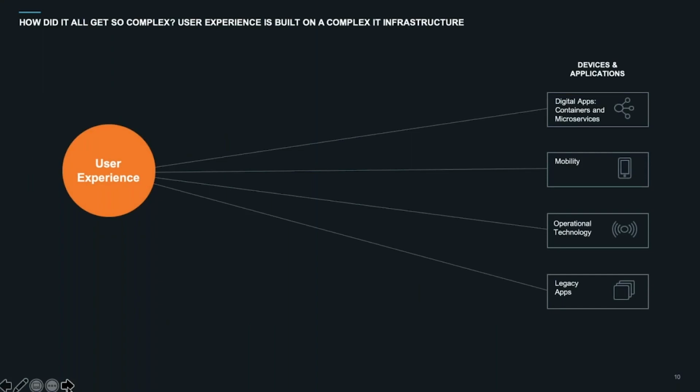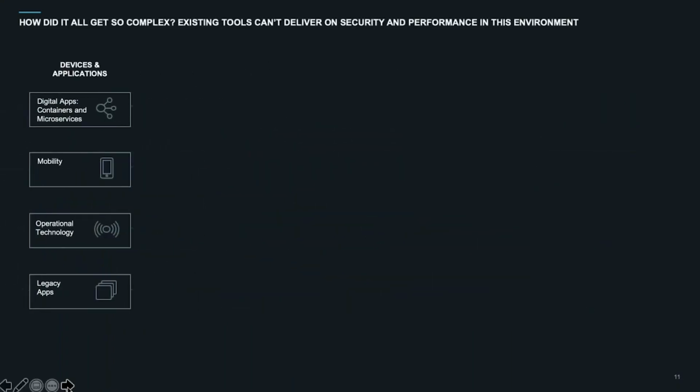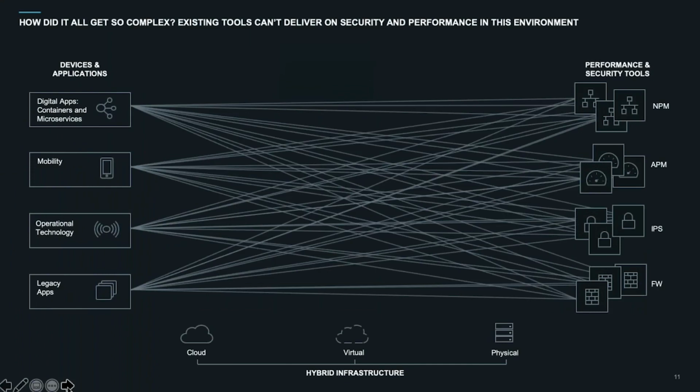At the center of all this is the user experience, and as we've said, this has got more and more complex with digitization. As it's got more complex, the connectivity gets more and more complex. You need more and more tools. Here we're highlighting some of the network performance and security tools that you might be using within an organization. And this type of complexity is something that we see all the time.